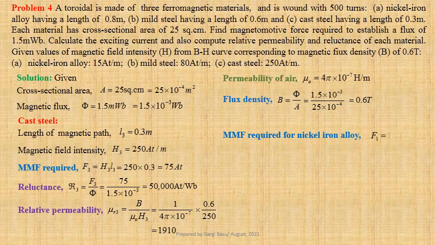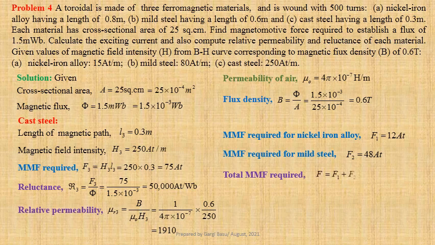We have computed MMF required for nickel iron alloy, F1 equals 12 ampere turns, and MMF required for mild steel, F2 equals 48 ampere turns. Let us now calculate total MMF required. F equals F1 plus F2 plus F3. Using values we get 12 plus 48 plus 75, that gives us 135 ampere turns.